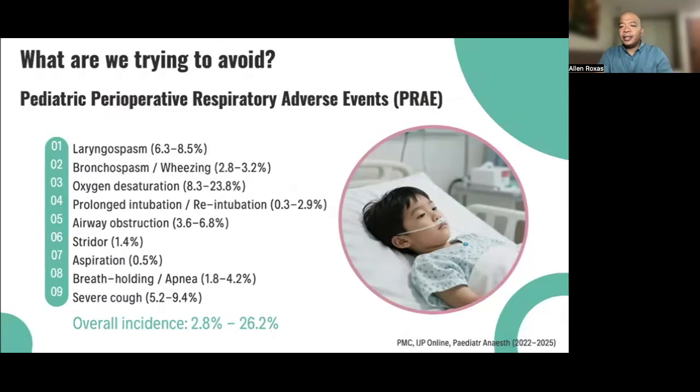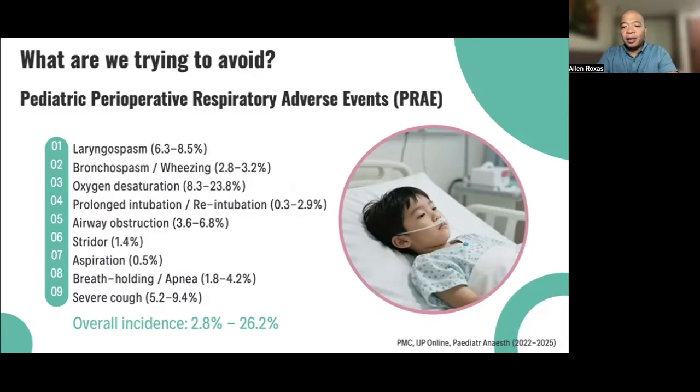Now, if our role is risk assessment, then the next question becomes, what exactly are we trying to prevent? The answer to this question is pediatric perioperative respiratory adverse events or PRAEs. These include laryngospasm, bronchospasm, oxygen desaturation, airway obstruction, aspiration, apnea, prolonged intubation, reintubation, stridor, and severe cough.